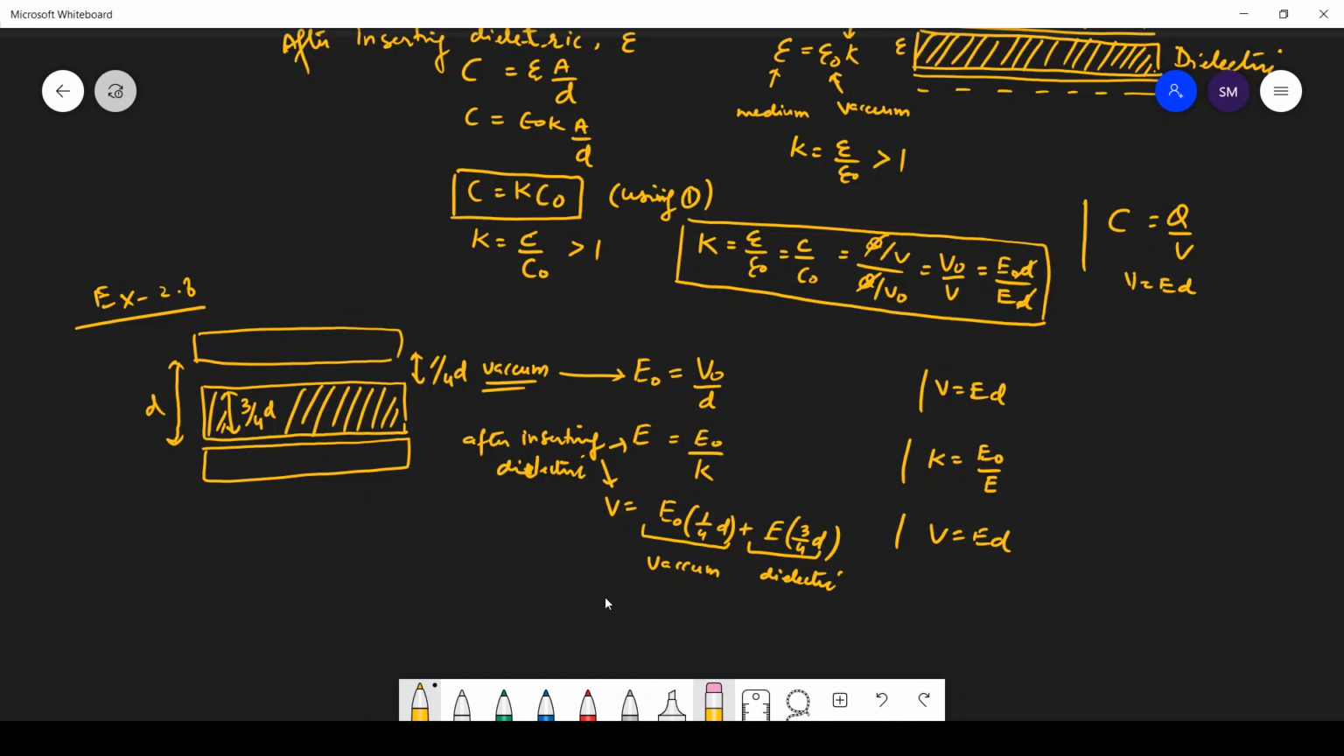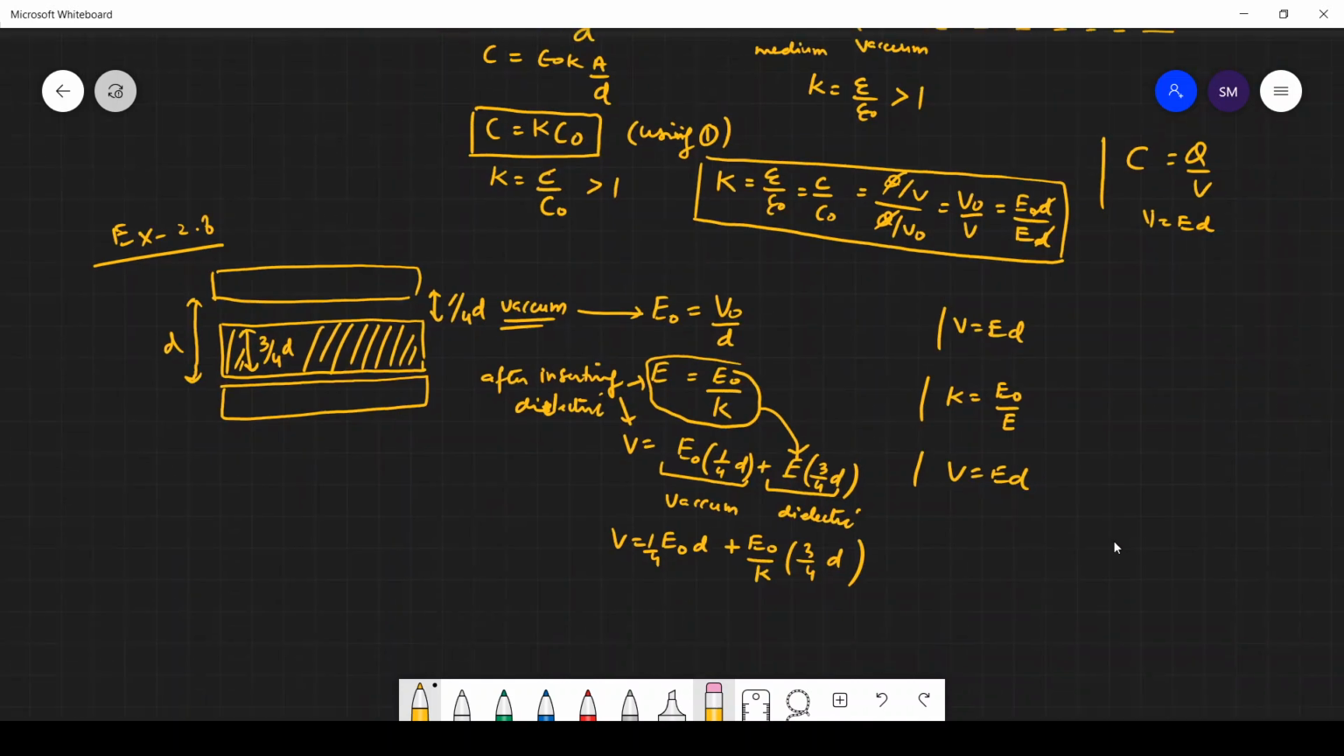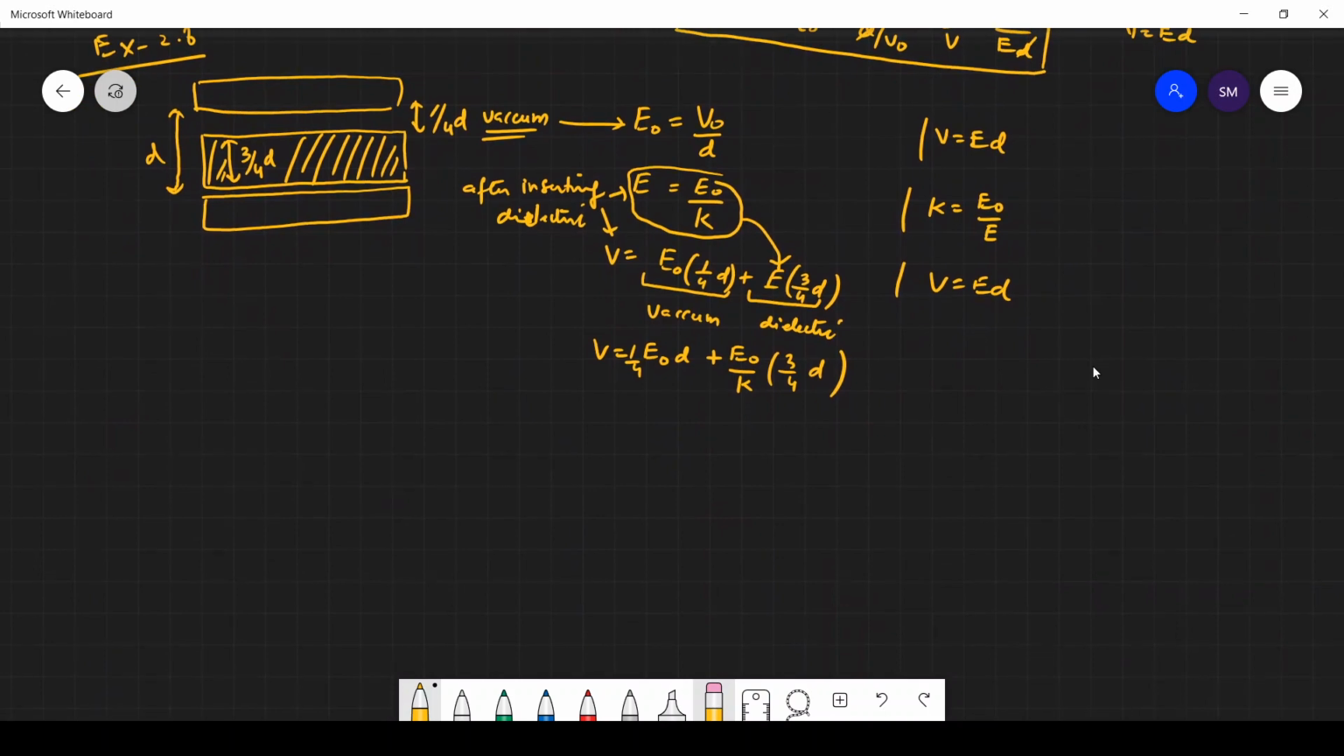So now this V is equal to E naught into 1 by 4 D plus, what is the value of E? So this is your value of E. Put this value of E here, you will get E naught by K into 3 by 4 D. Okay.